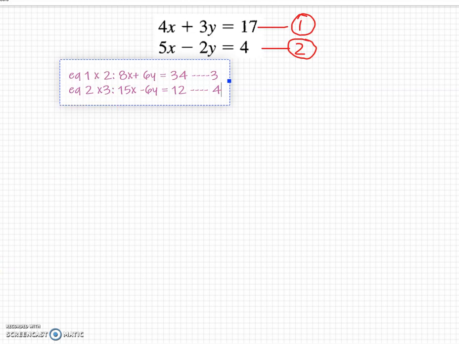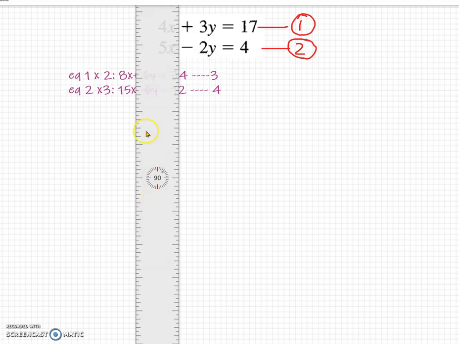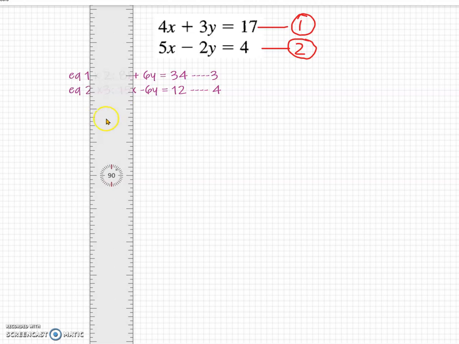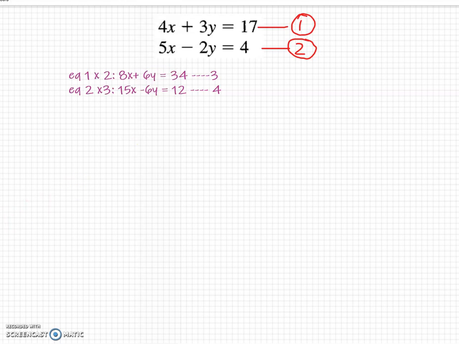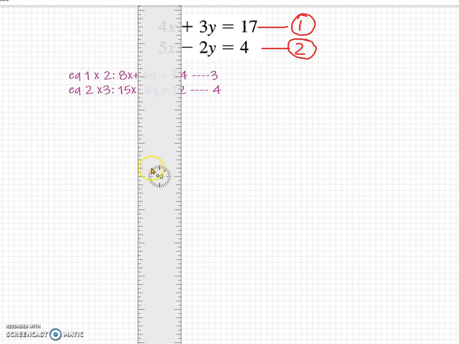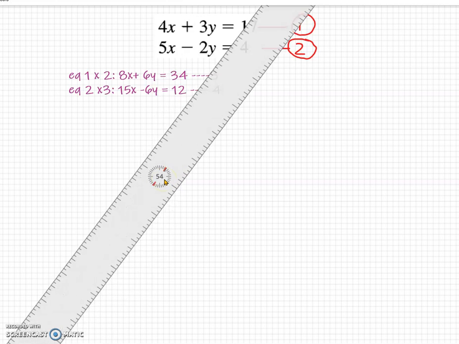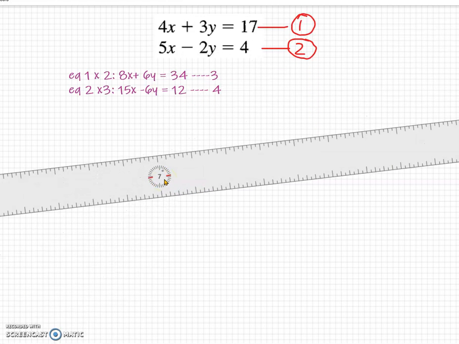Alright, now watch it again. So if I was to add equation 3 to 4, the contribution of the y's will produce 0y. So I would eliminate the y terms here, leaving me with this to work out the value of x. Alright, so let me draw a line here.